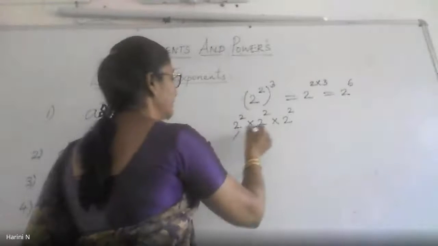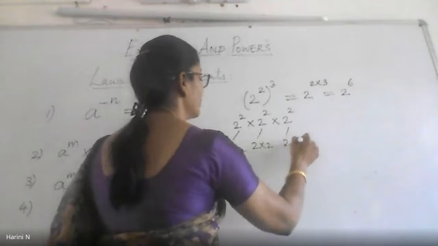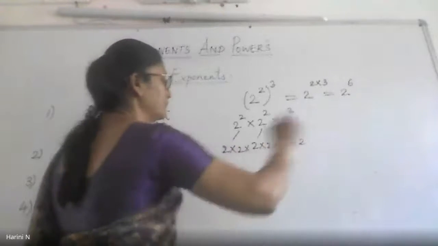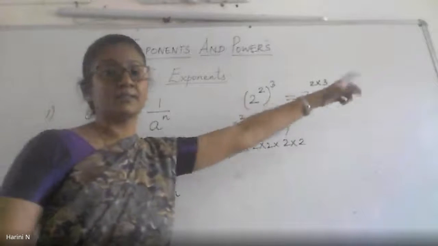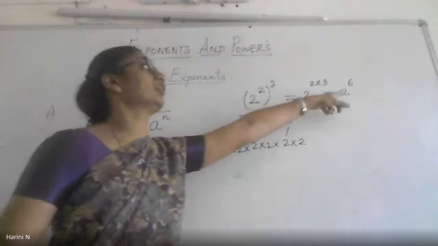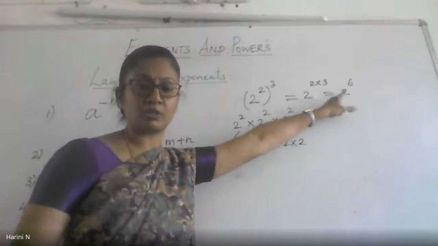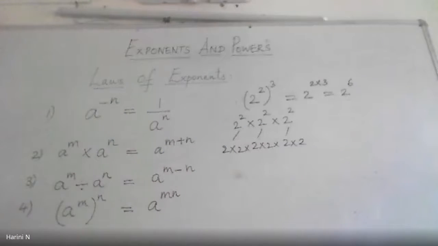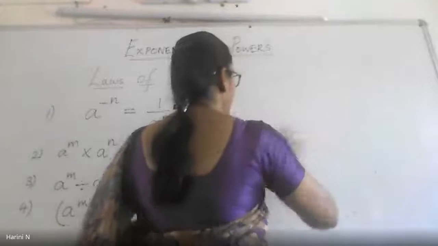Now expand this. Each one will be 2 into 2. So how many times is 2 multiplied? 6 times. You got the result. Without doing all this, if you use the law straight away, you will get the answer. This is the reason why we give you the laws of exponents. Alright, so that was the fourth law. Any doubts so far? No, ma'am. Okay, good.